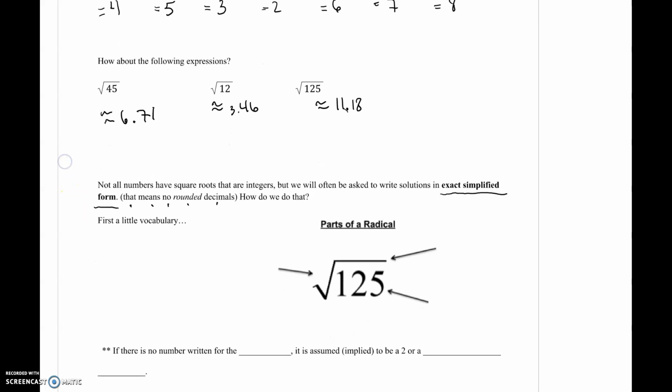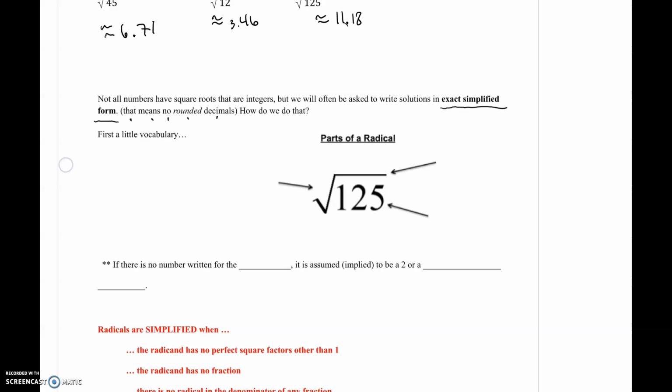A little bit of vocabulary for us. Please write this down. Sometimes there's a number right there. That number would be called the index, and we'll talk about why we don't see a number there for this picture. I'll write it over here if you want to see an example. So something like this, we would say it's the fourth root of 16, and it has an index of 4.